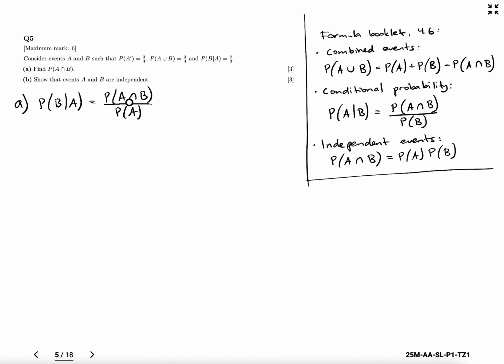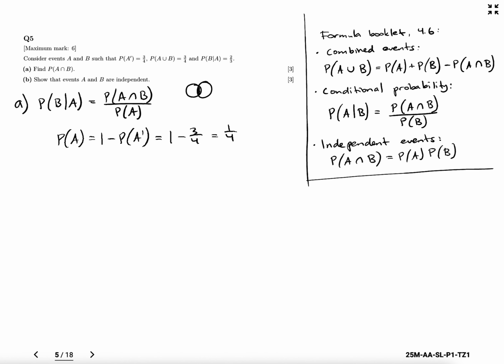And the reason why we can switch A and B around here is that the probability of B and A is the same as probability of A and B. It's just this intersection part of the Venn diagram. So we can use this, and it means that we're going to need a probability of A rather than a probability of the complement of A, which is going to be 1 minus probability of the complement of A. So 1 minus 3/4, which is 1/4.